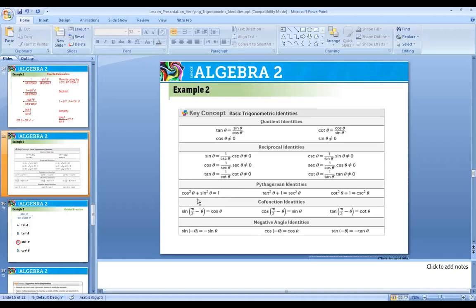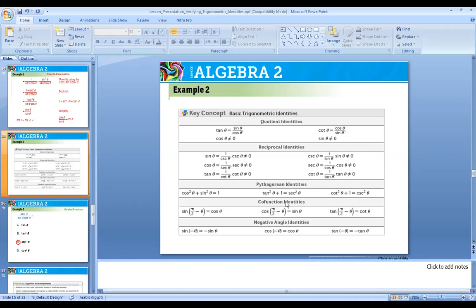Also, we have tan squared theta plus 1 equals sec squared theta. So sec squared theta equals tan squared plus 1, and cosec squared theta equals cotan squared plus 1. Okay, pay attention to this very well.